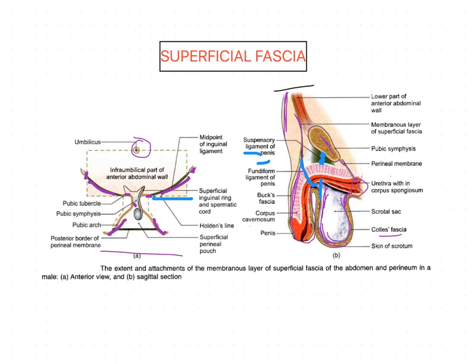So this is all about the superficial fascia, and in the next session we are going to see the contents of the superficial fascia, that is cutaneous nerves, cutaneous vessels, and the superficial lymphatics.